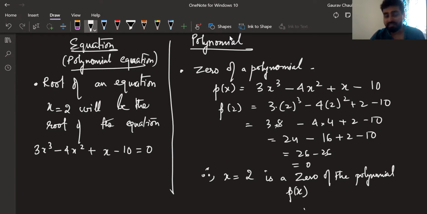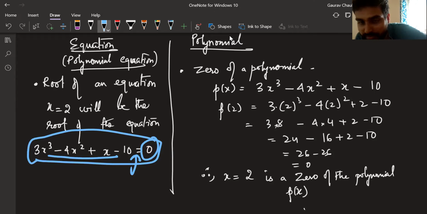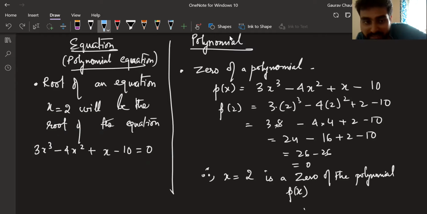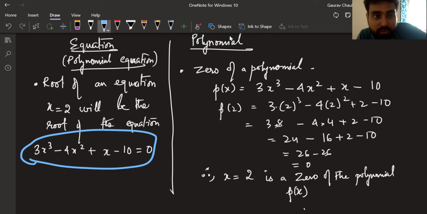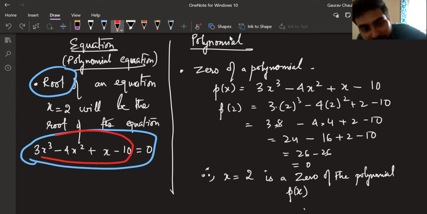The root of this equation, this full thing is the equation, guys. I want you to pay close attention. It has an equal to sign. It has a polynomial on the left side and a 0 on the right side. This full thing is an equation. The root of this full equation is the zero of this polynomial, the left side is the polynomial, no? This polynomial's 0.